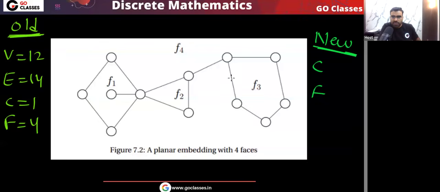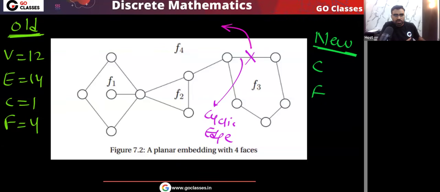Similarly, if I delete this edge, which is also a cyclic edge, and also part of some simple cycle, which two faces merge because of this deletion? You can see that F4 and F3 merge. So the number of faces will decrease by one, and the number of components will remain the same.